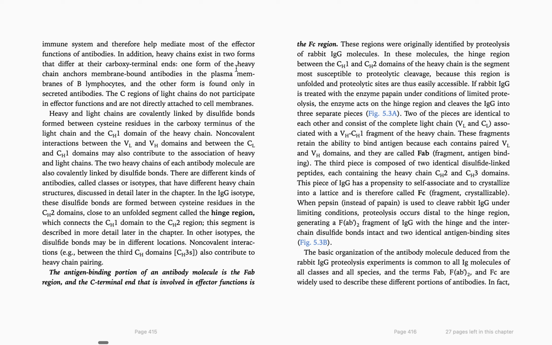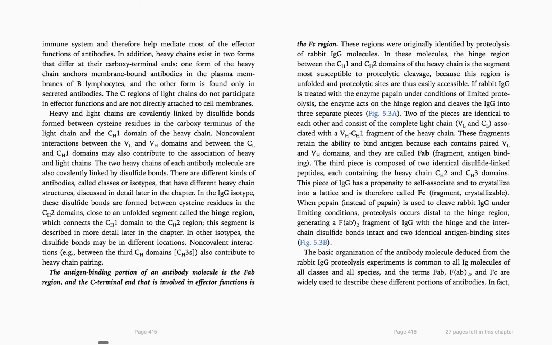One form of the heavy chain anchors membrane-bound antibodies in the plasma membrane of the B lymphocytes, and the other form is found only in secreted antibodies. The constant region of the light chain does not participate in effector function and is not directly anchored to the cell membrane.